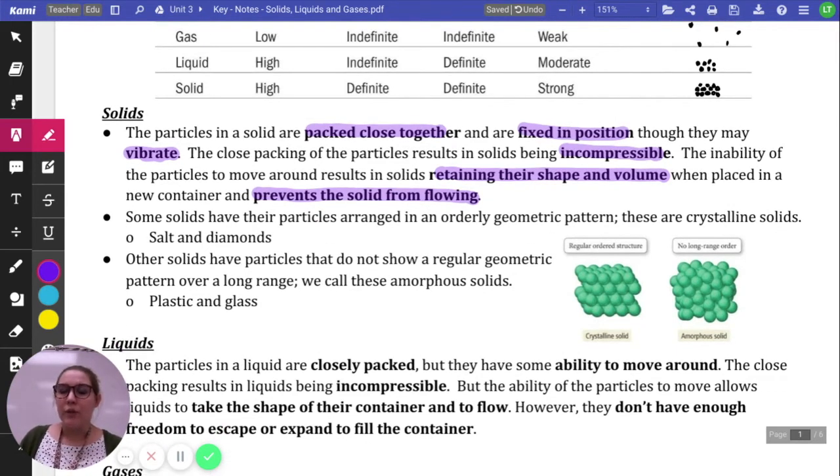Some solids have a really particular pattern. These are called crystalline solids. So this is like salts, diamonds, anything that has that ordered pattern. While others don't have that set pattern, and we call them amorphous, like plastics and glasses. We're going to talk about these specifically in a few class periods when we talk about properties of solids. You'll learn all about the difference between crystalline and amorphous and some other types of solids as well.